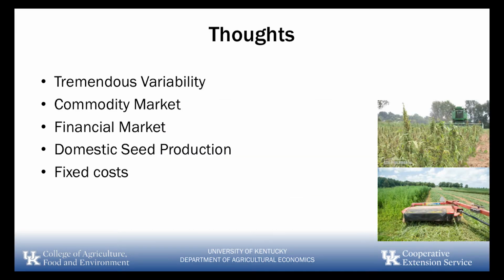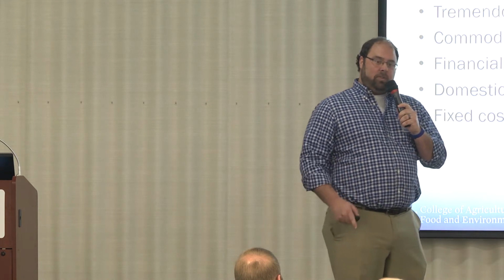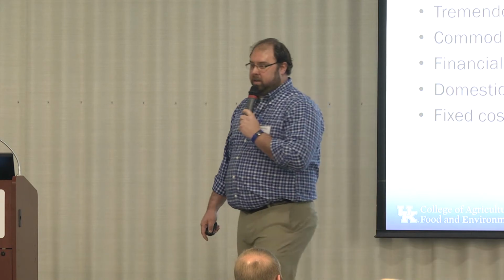Okay, so some final thoughts on that. Tremendous variability, as you can see in the graph. Commodity markets, I expect these to turn into commodity markets. The financial market is, I think, a real problem. My wife works in the banking sector, and if you were to ask her for a loan, she's basically going to tell you, well, what other collateral and what other crops are you growing, and are you profitable in those? If you're profitable in those, I'll give you some money for those, but I don't know that we're going to touch hemp, right?